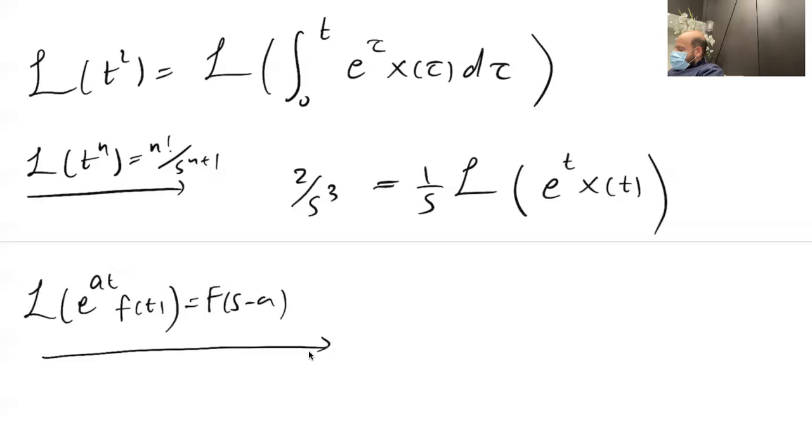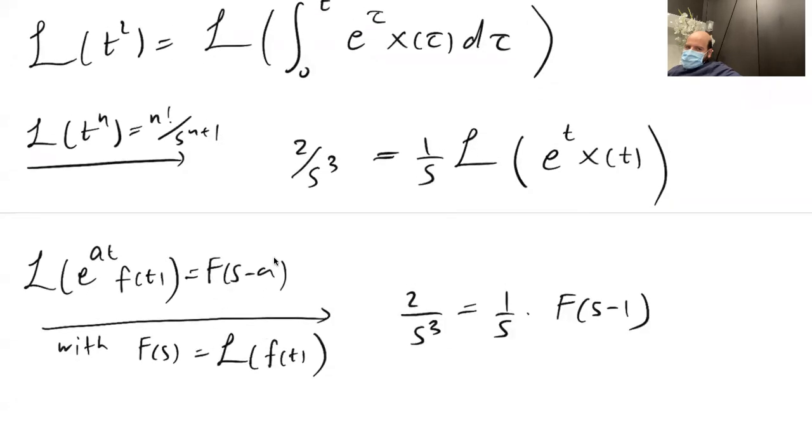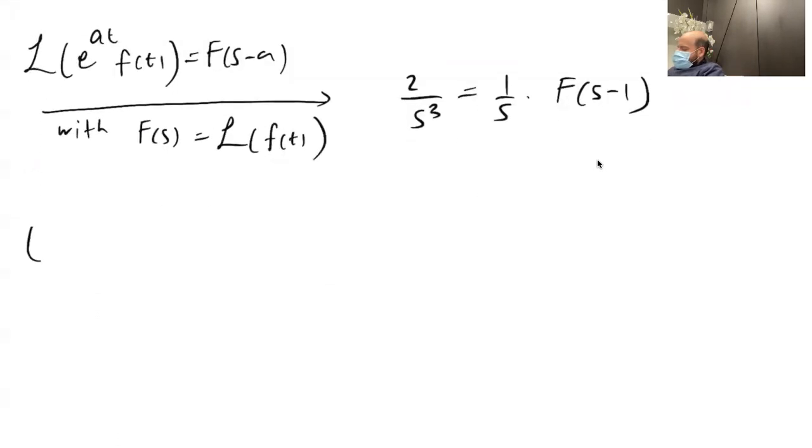2 over s cubed equals 1 over s times capital F of s minus 1. Because for e to the power at f of t, we have capital F of s minus a. So for e to the power t x of t, we have capital F of s minus 1. And capital F of s is the Laplace transform of x of t. Here, capital F of s equals the Laplace transform of x of t.